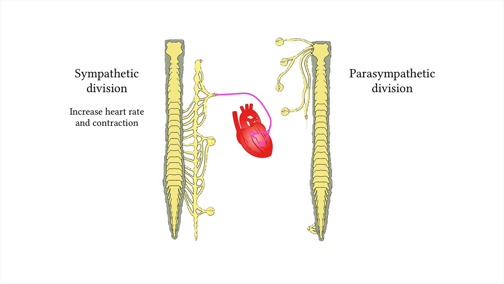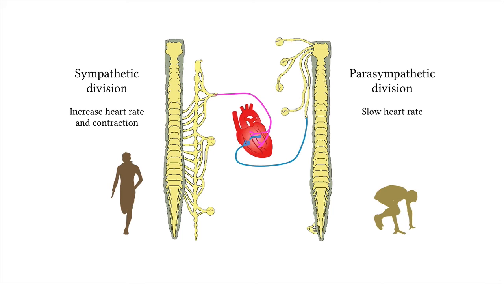The parasympathetic division also has neurons that innervate the heart, but these send signals that slow heart rate down. Let's say that you are going for a run. Your sympathetic nervous system sends action potentials down its neurons to your heart so that it begins to beat more quickly and heart rate increases. This increases the flow of blood around your body.